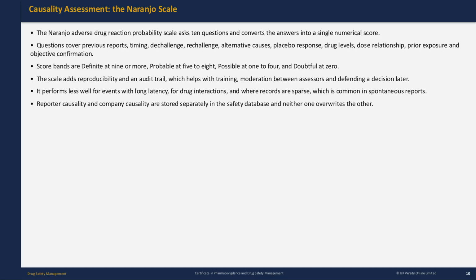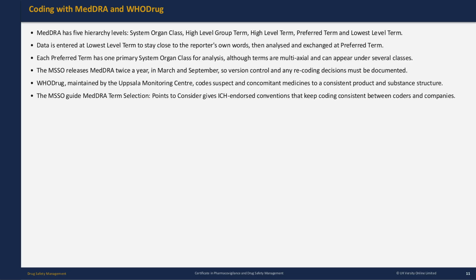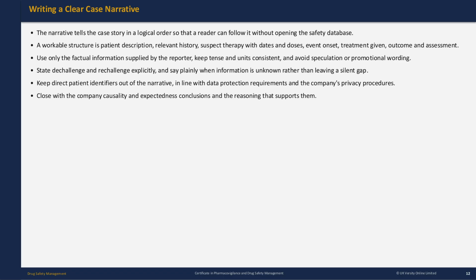Coding with MedDRA and JDrug. MedDRA has 5 hierarchy levels: system organ class, high-level group term, high-level term, preferred term, and lowest level term. Data is entered at lowest level term to stay close to the reporter's own words, then analysed and exchanged at preferred term. Each preferred term has one primary system organ class for analysis, although terms are multi-axial and can appear under several classes. The MSSO releases MedDRA twice a year, in March and September, so version control and any recoding decisions must be documented.